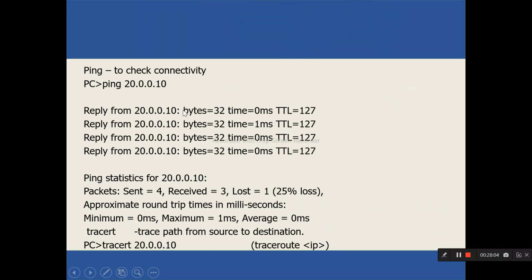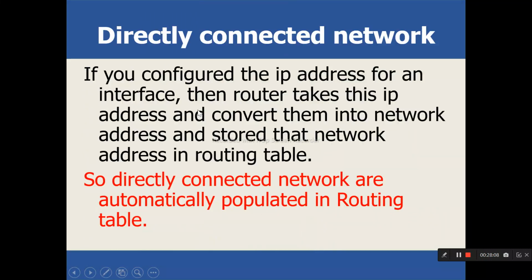Then we check the connectivity with the ping command, ping 20.10. Now, how does a router work here? If you configure the IP address for an interface, the router takes this IP address, converts it into a network address, and stores it in the routing table. So directly configuring an IP address will automatically update the network in the routing table.